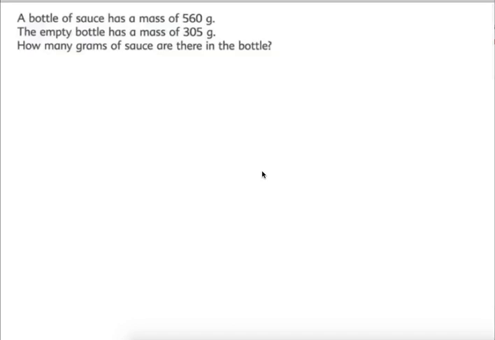A bottle of sauce has a mass of 560 grams. The empty bottle has a mass of 305 grams. How many grams of sauce are there in the bottle? So we know some information. We know that the bottle and the sauce together weigh 560 grams. Then we know that that is the whole. What we also know is that the empty bottle, the bottle itself, weighs 305 grams. And so that is part of both the bottle and the sauce. So that is a part, okay? And what we're looking for right now is how many grams of sauce are there in the bottle itself.